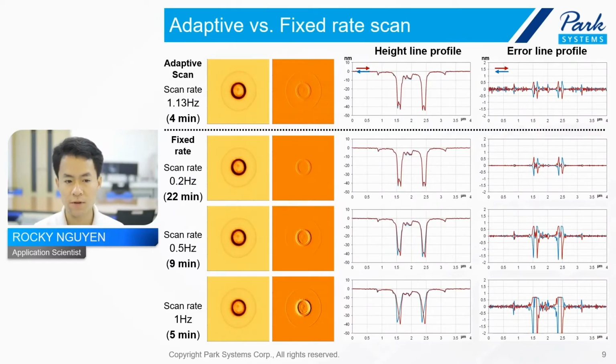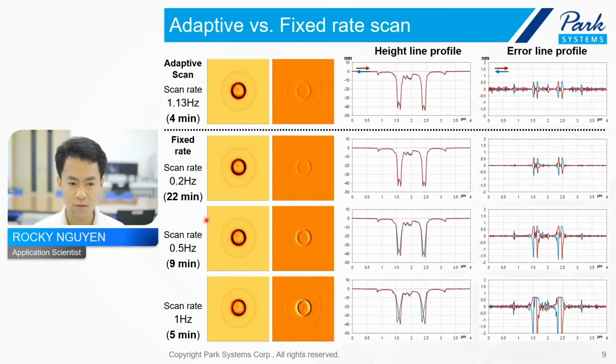Comparing with the fixed rate scan, which is typically used in the conventional AFM software, using the AdaptiveScan function, a high quality image with good tracking performance of the tip can be acquired in only 4 minutes. And if we want to get a similar quality image with similar tracking performance in the fixed rate, we need to go like 0.2 Hz. And it takes roughly 22 minutes, which is about 5 times longer than the adaptive scan.